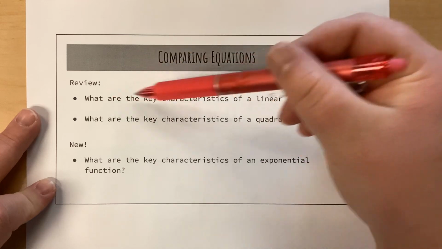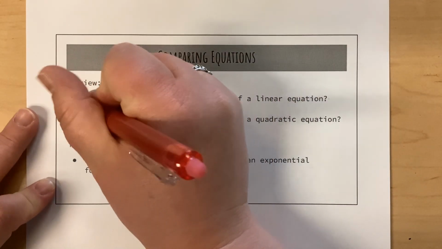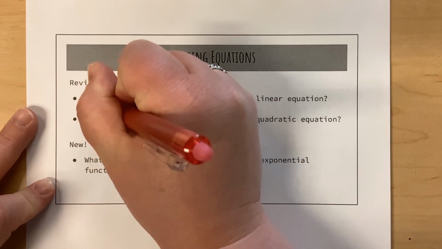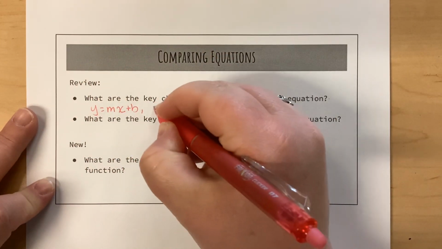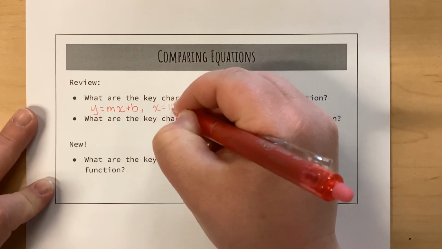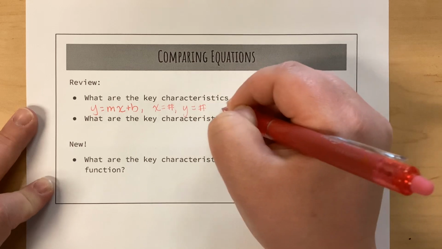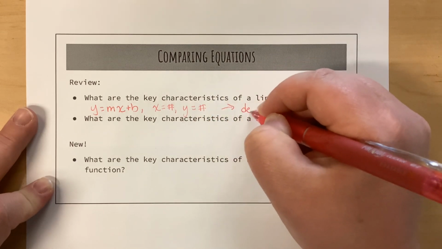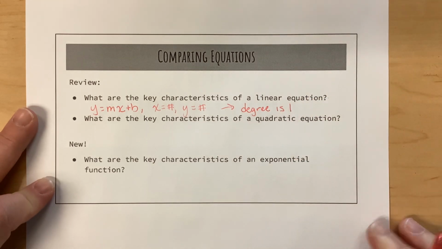So first off, what are the key characteristics of a linear equation? It's usually in the form y equals mx plus b. You could also have x equals a number, and you could have y equals a number. No matter what, the degree of a linear function is 1.